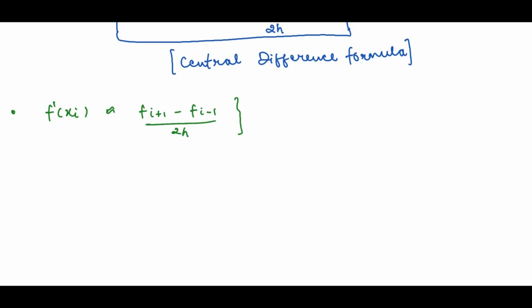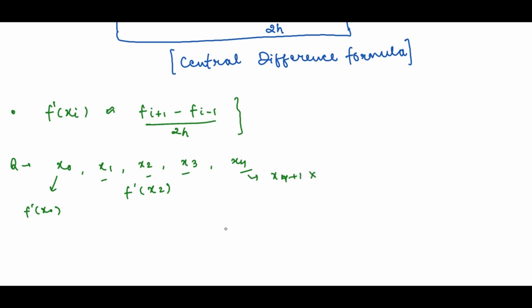Now the question is, when should we use this formula? Suppose our table has x0, x1, x2, x3 and x4. If we need the derivative at an interior point, say x2, we have the data available on both sides as x1, x2 and x3. So we can use the central difference formula. But if we need the derivative at the very first point x0, there is no x minus 1 available. Similarly, at the last point, there will be no xn plus 1.